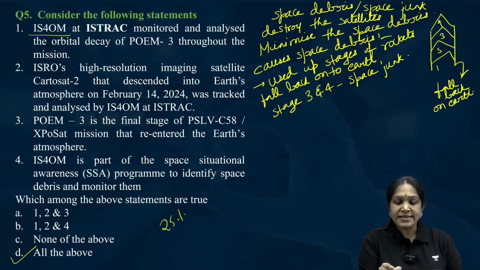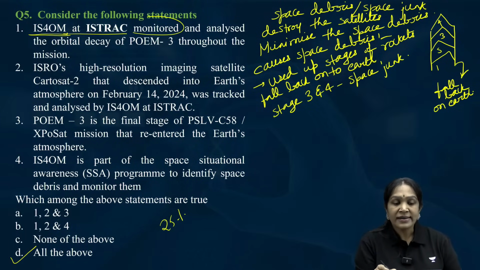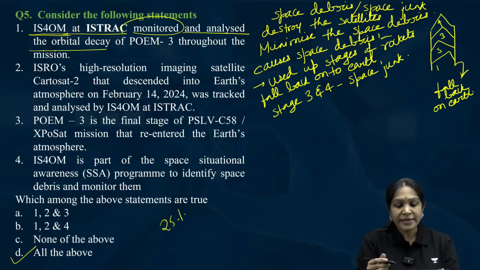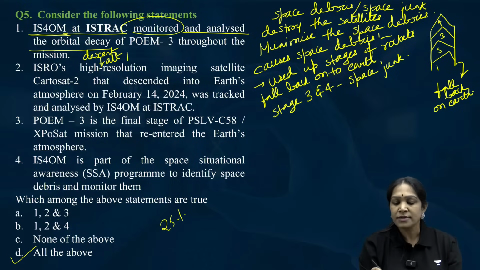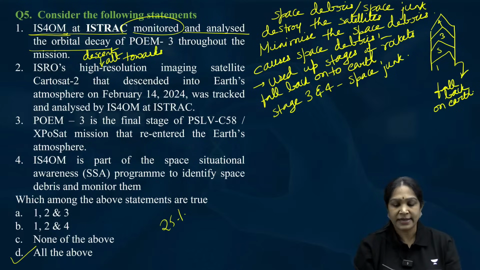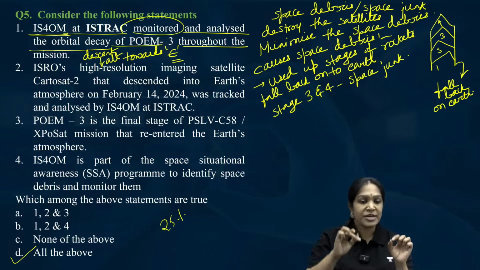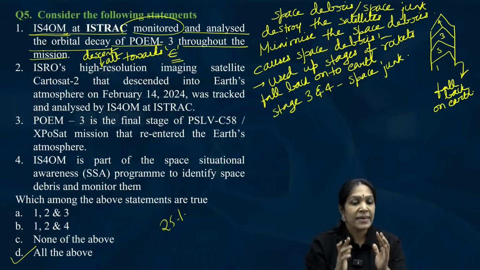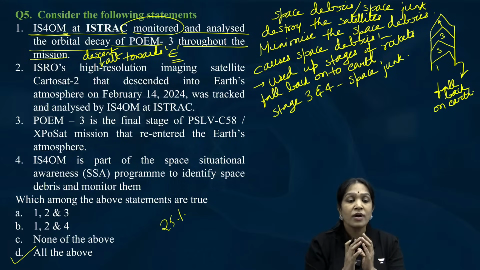IS4OM at ISTRAC monitored and analyzed the orbital decay. What do you mean by orbital decay? Descent, or decrease in the altitude, decrease in the height, or coming towards Earth. Is it clear? Coming towards Earth. Decay of the POEM-3 throughout the mission. Throughout the mission, the IS4OM in the ISTRAC is tracking the POEM-3 so that it will not hit anybody.